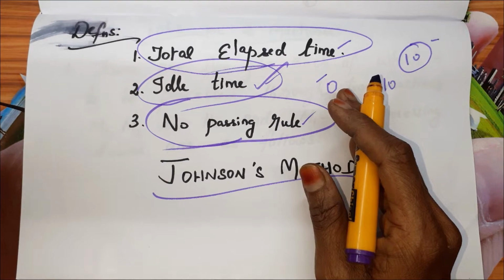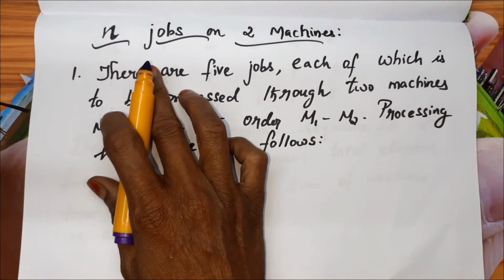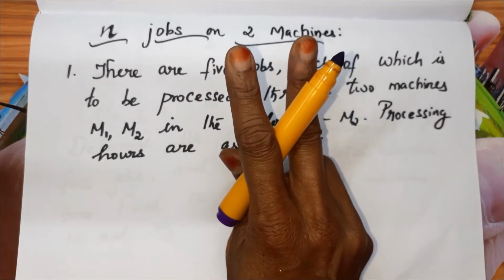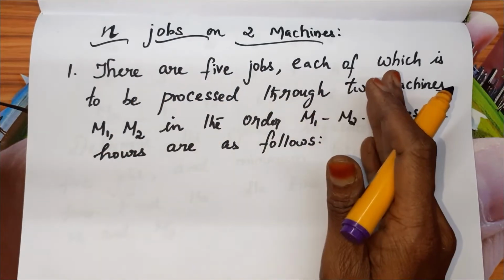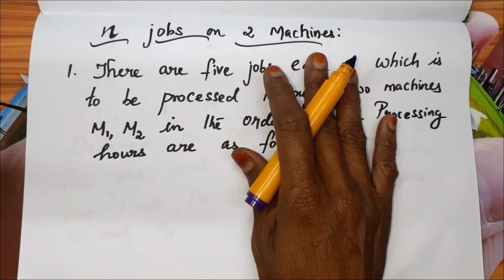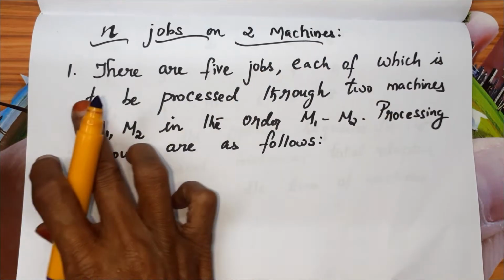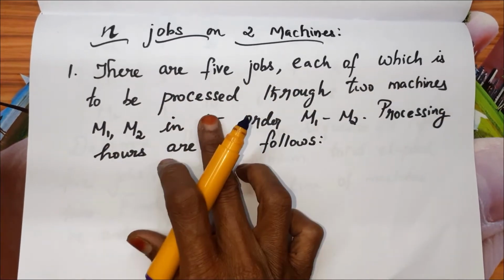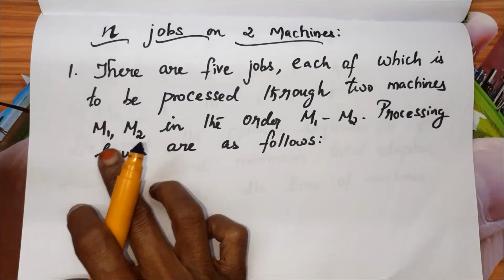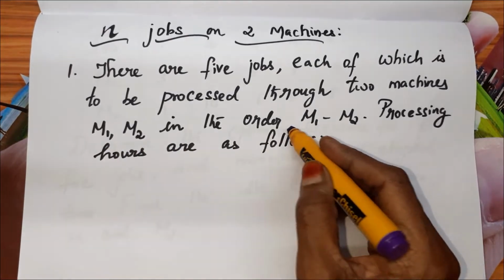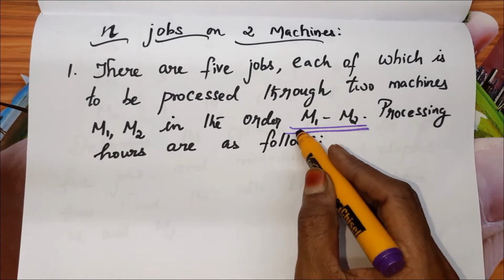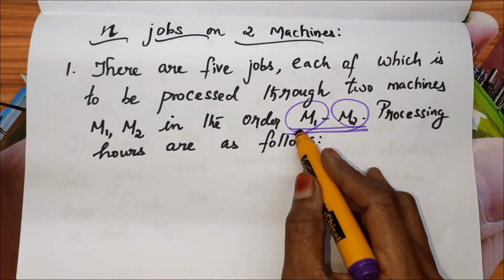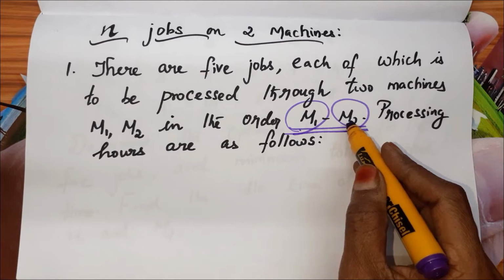Is it clear? The first type we have is to process n jobs on two machines. So only two machines, to process n jobs. The same algorithm, Johnson's algorithm, is what we are going to use. The first problem is: there are 5 jobs, each of which is to be processed through two machines M1 and M2 in the order M1, M2. This is the no passing rule. In this order, the first one is M1 and we have to process all the jobs through M1, then they move on to M2.